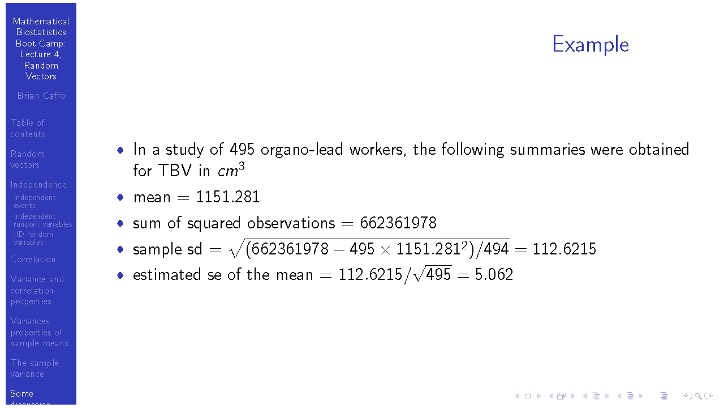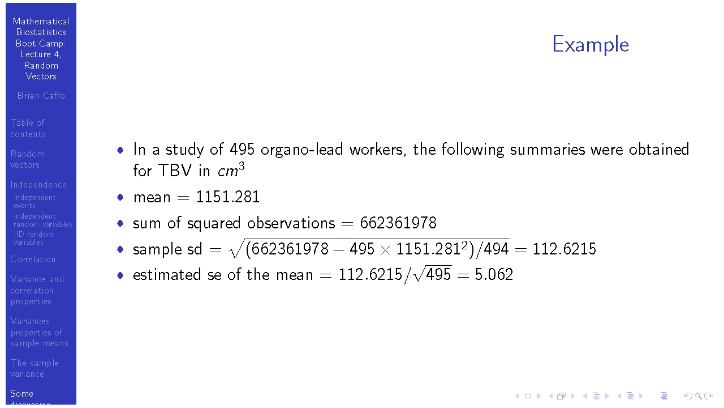Let me repeat that because it's very important. The 112 talks about how variable brain volumes are of organo-lead workers in the population, and it directly describes it in the sample, but it's an estimate of our population standard deviation. And the 5 is an estimate of the population standard deviation of averages of 495 organo-lead workers. So I hope you're getting a sense of what these numbers are trying to calculate.